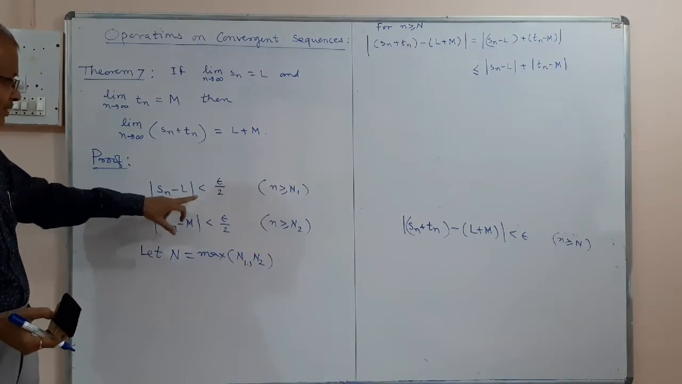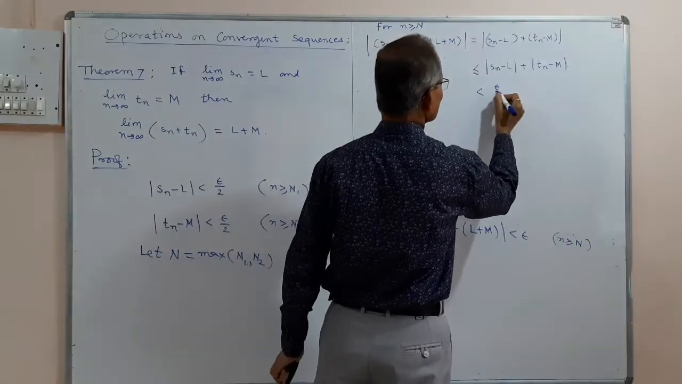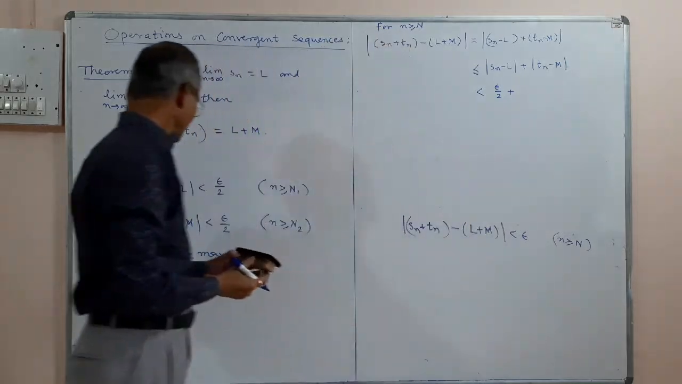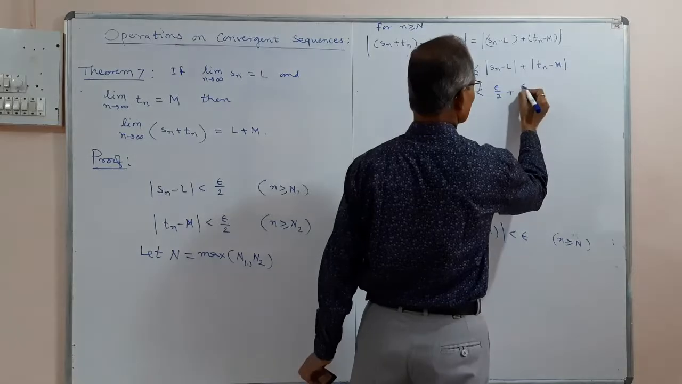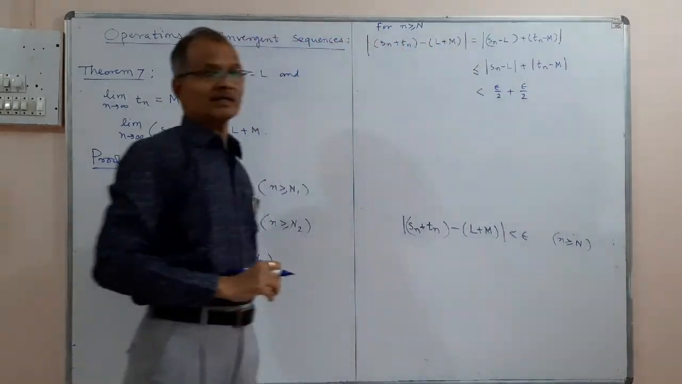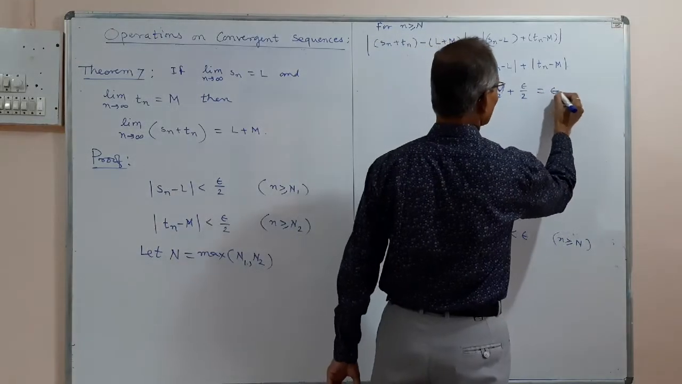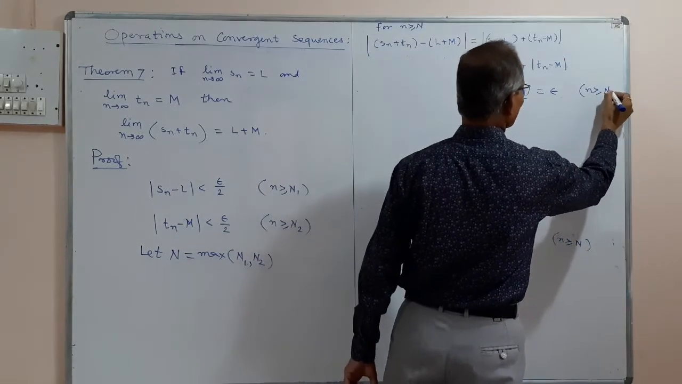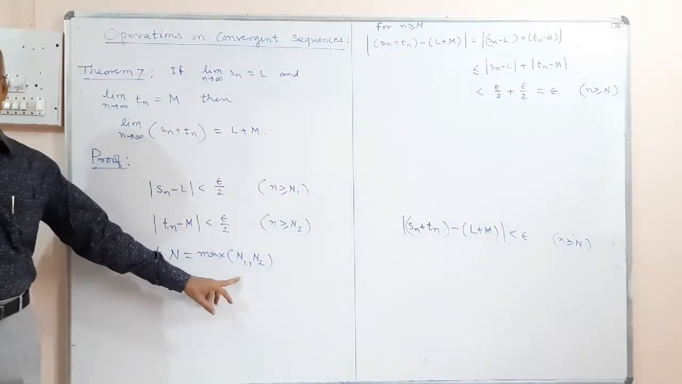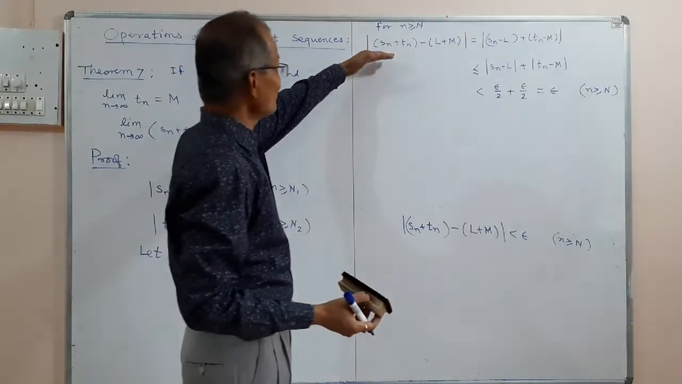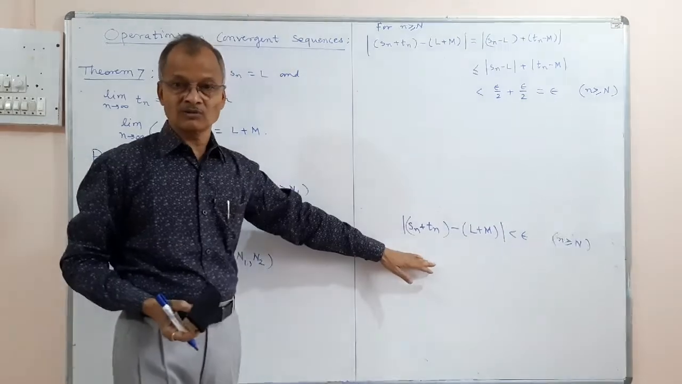That means mod of Sn minus L is strictly less than epsilon by 2. And similarly, mod of Tn minus M is also less than epsilon by 2. And that gives epsilon, since epsilon by 2 plus epsilon by 2 is epsilon. And this happens for n greater than or equal to N, not n1 or n2, but N, which is the maximum of n1 and n2. And thus, finally, this is less than epsilon, which is what we wanted to prove.